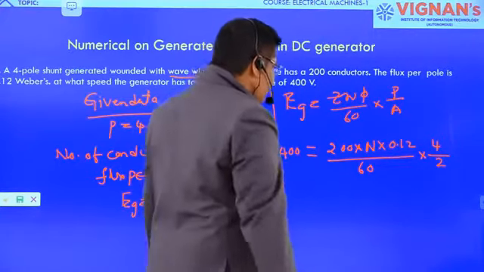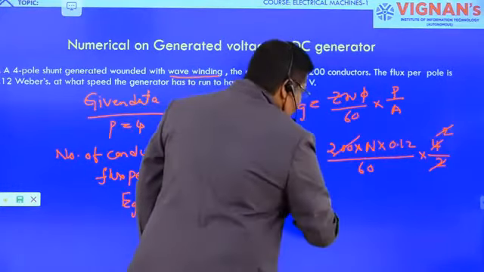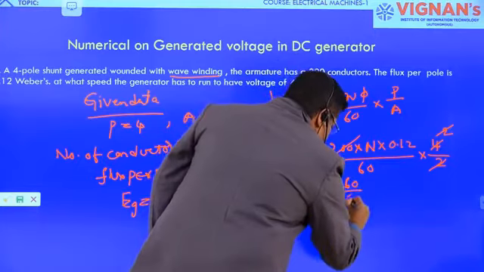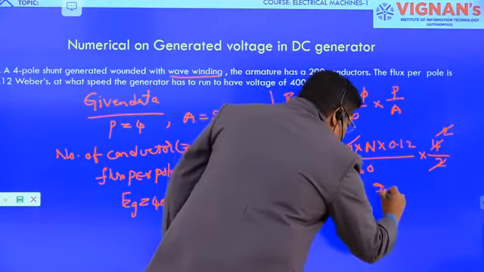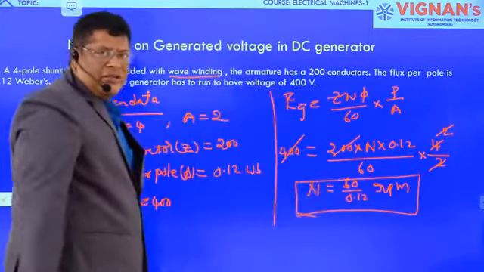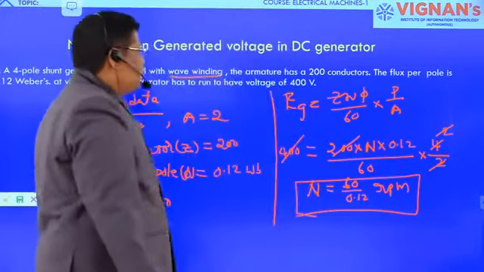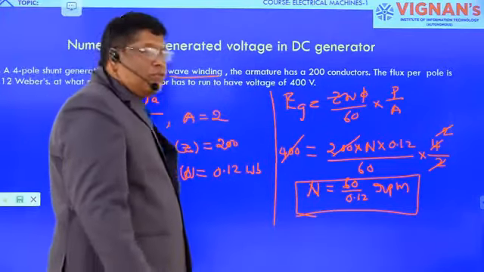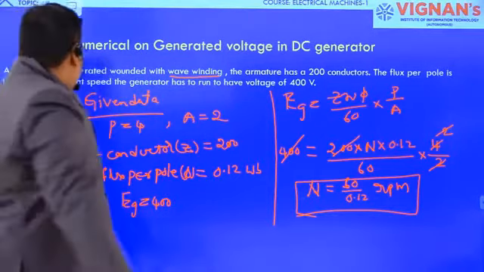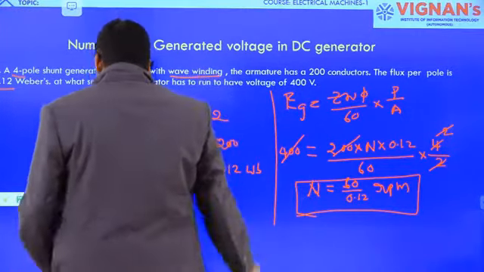If we simplify this one, the 2 and the 200 get cancelled, and then you find the value of N equal to 60 by 0.12 rpm, revolutions per minute. You solve that so that you get the answer. This much speed has to be maintained by the generator so that it gives a voltage of 400 volts with the armature conductors of 200, the flux per pole 0.12, number of poles 4, and type of winding wave winding.